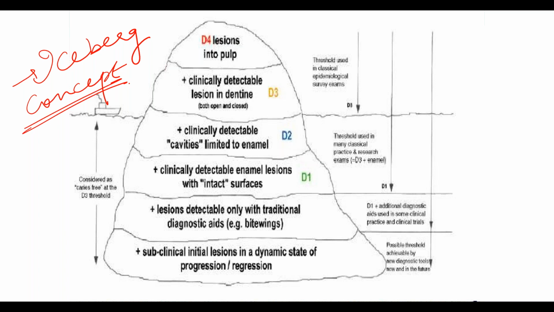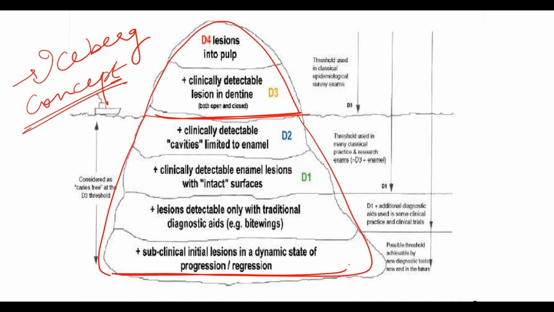Now there is this iceberg concept of caries. According to the iceberg concept, there is a tip of the iceberg that is visible to the eyes. However, there is a major part which is below the sea. If you see an iceberg, you are only able to see the tip of the iceberg, whereas there is a major part which is below the sea.